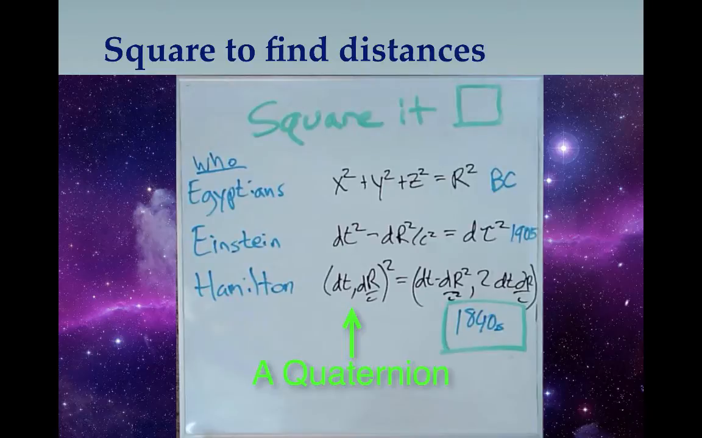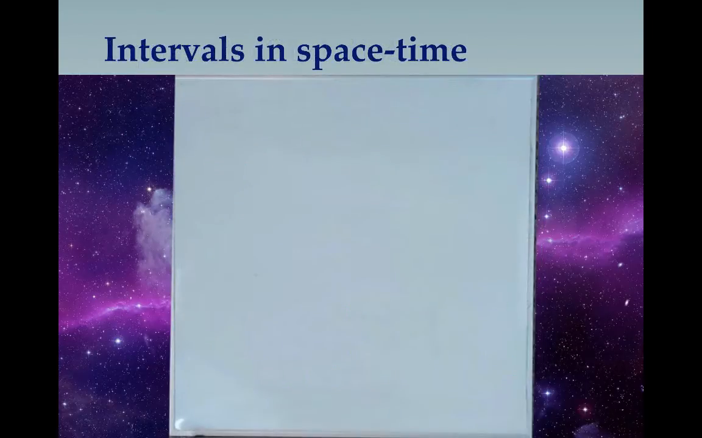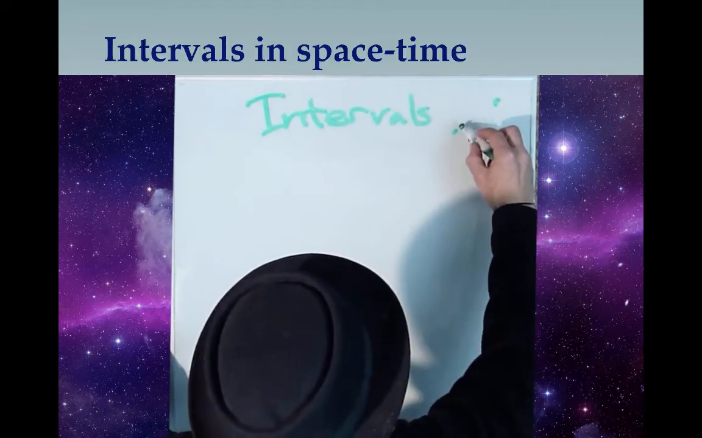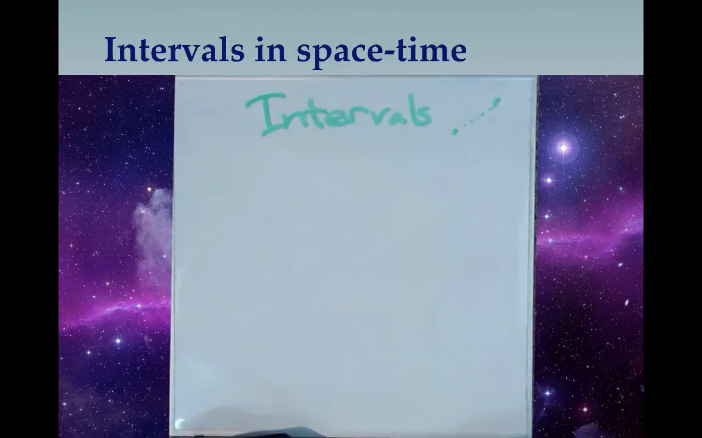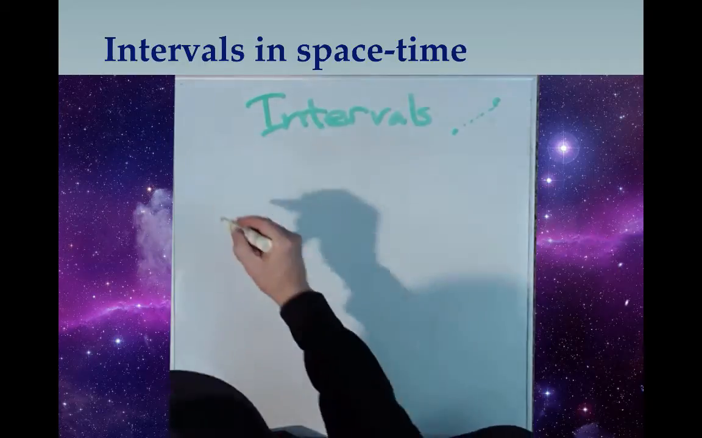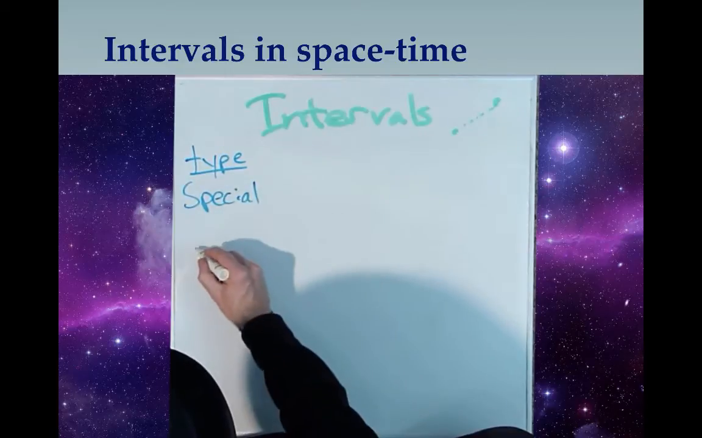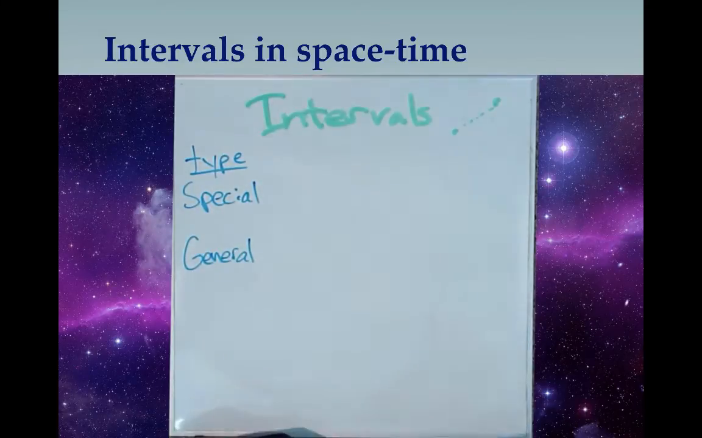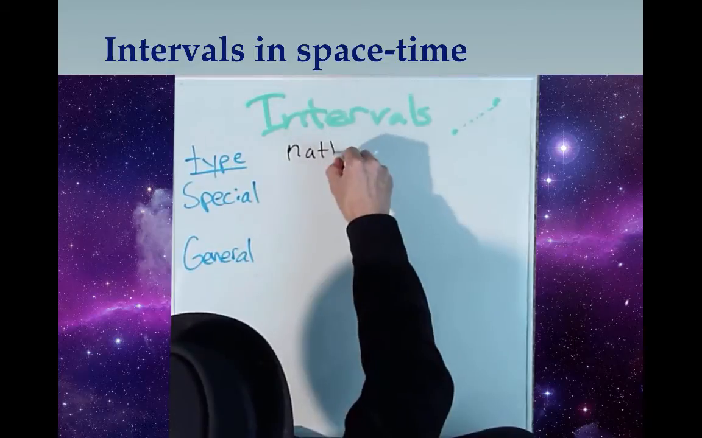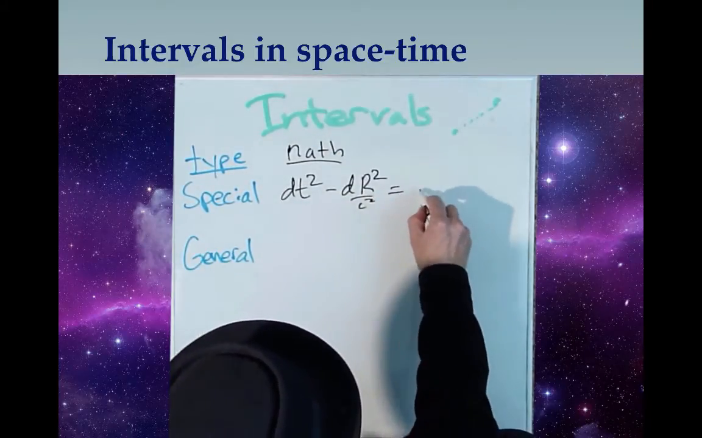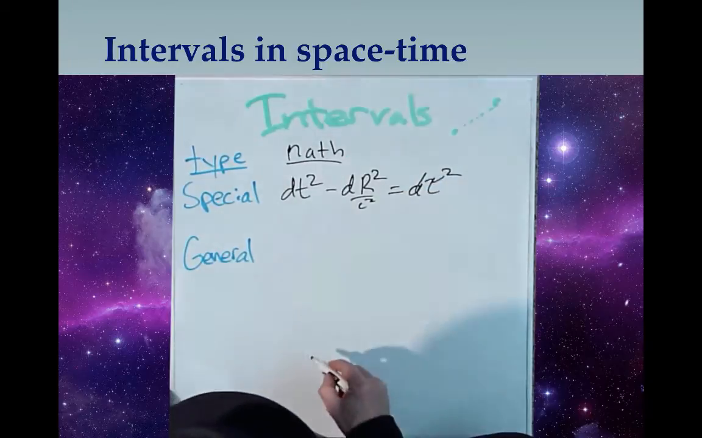All right, so let's think about intervals in space-time. This is like the distance between two events. I like to think of it as specifically finger snaps. And what do we say about the distance between finger snaps? Okay, so there's going to be this special sort of interval, and then there's going to be the general sort of interval. Our math here is that interval: dt squared minus dr squared equals d tau squared.